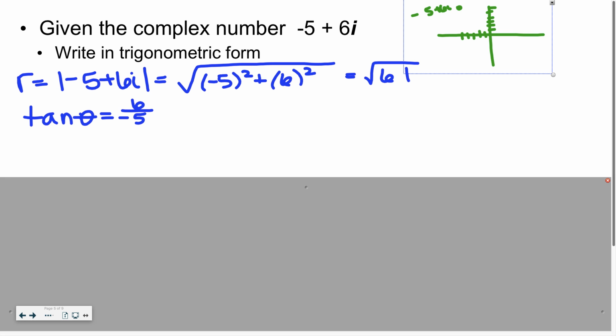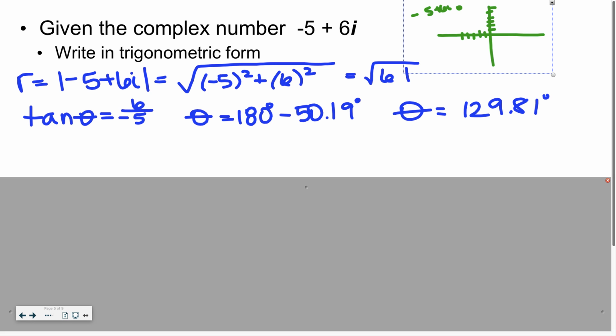Is the angle of this guy 50.19? No, because that is in the second quadrant, just like we did last week. Since this coordinate is in the second quadrant, we are going to need to take 180 minus that 50.19. So our angle is really 129.81 degrees. Really, we've done all the same math from last week, wouldn't you agree? Yes.